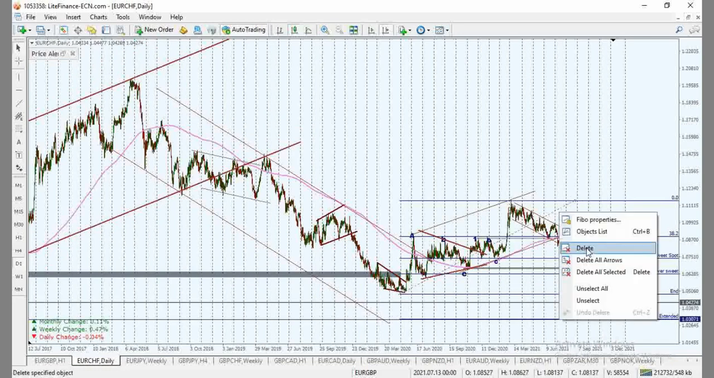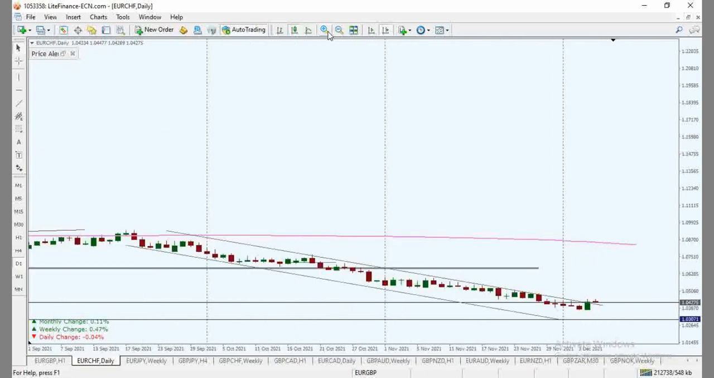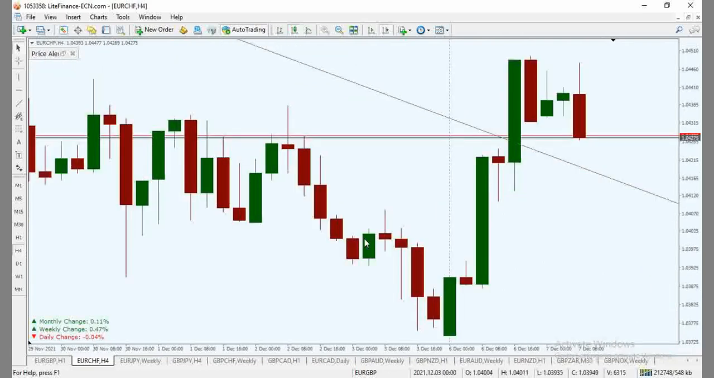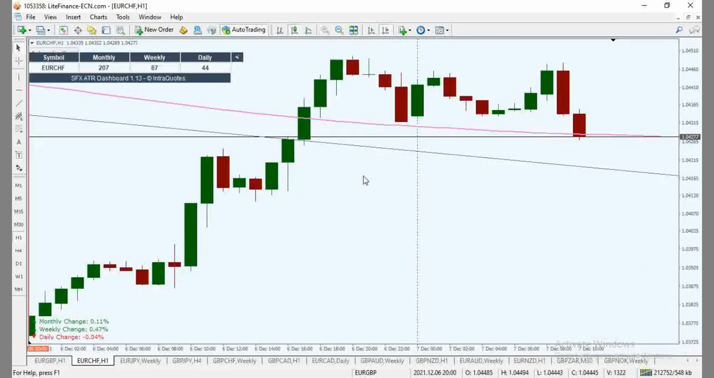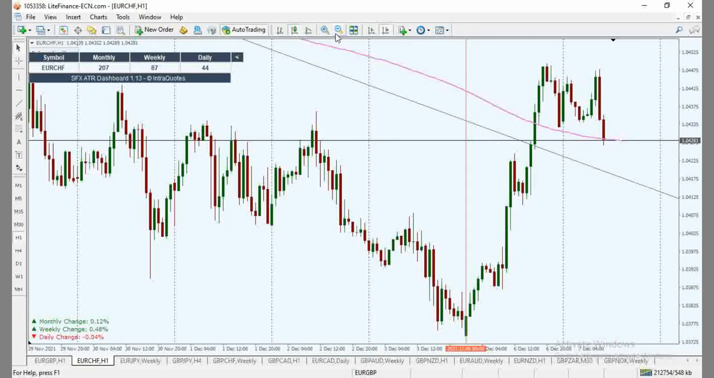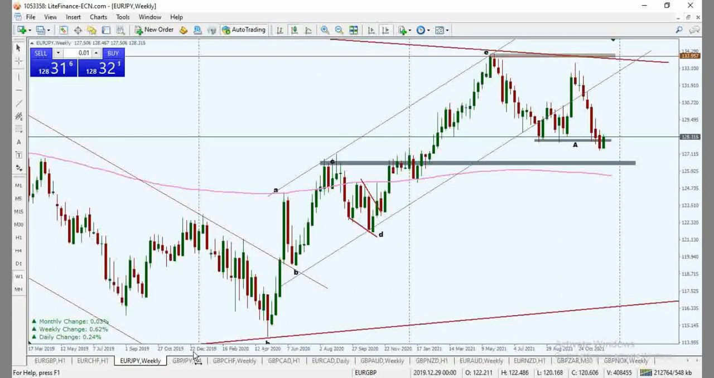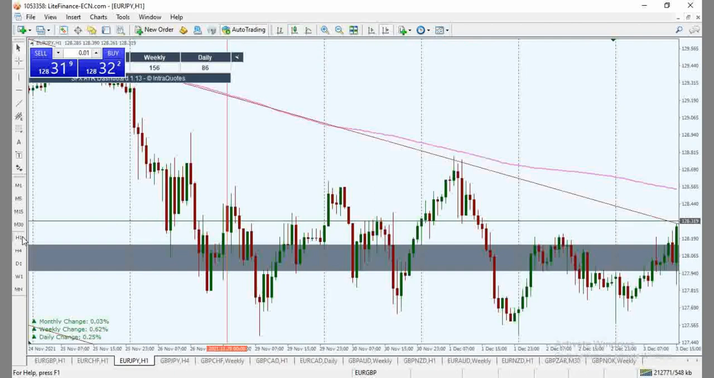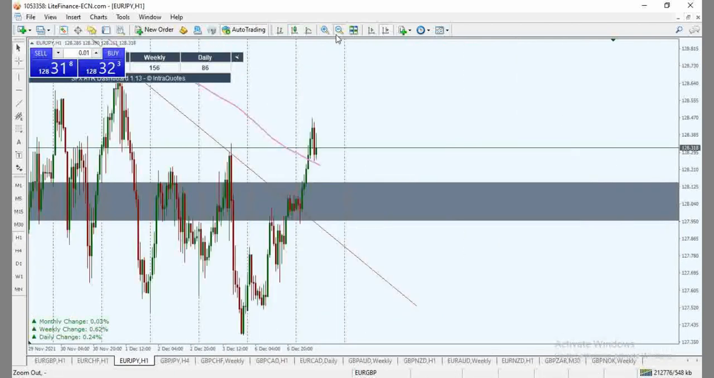I won't be taking positions unless I have some corrective movements and some breaks of structures. Key environments are going to be cool. And this one doesn't look really awesome. Okay, we look at GBPJPY. This one doesn't really look awesome as well.